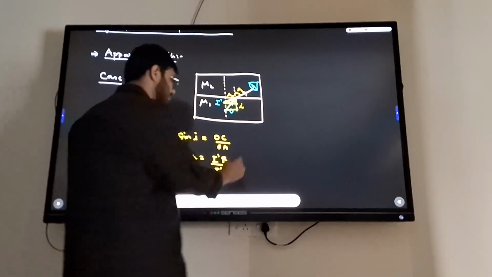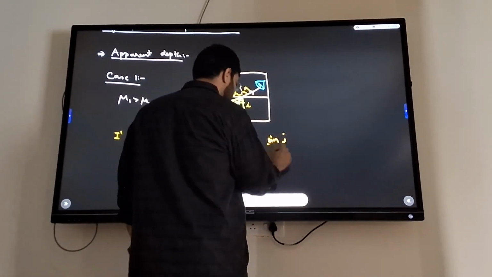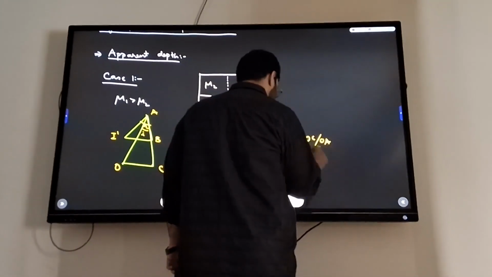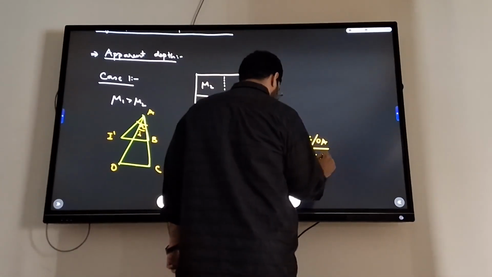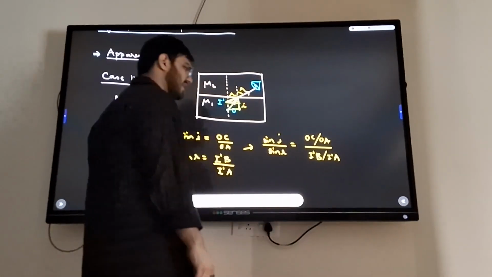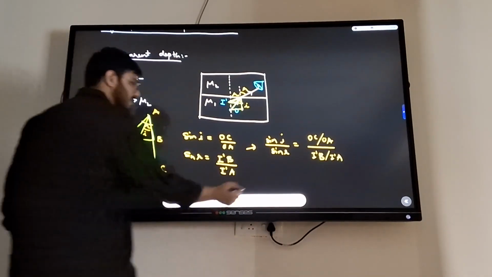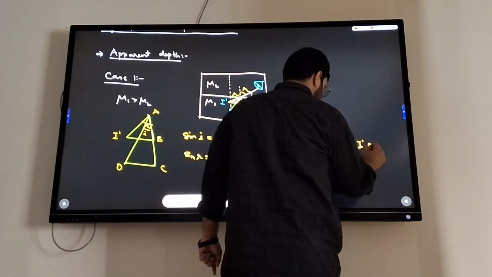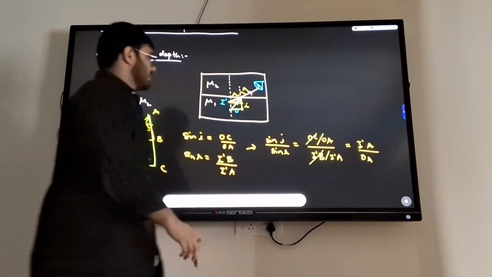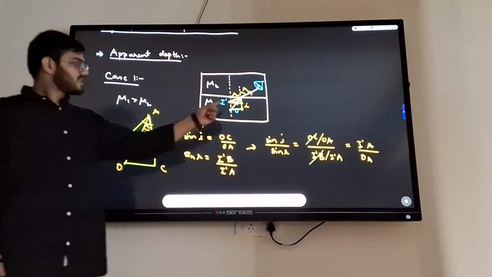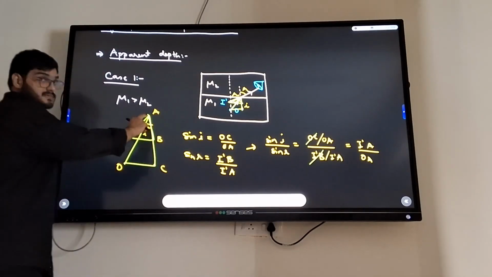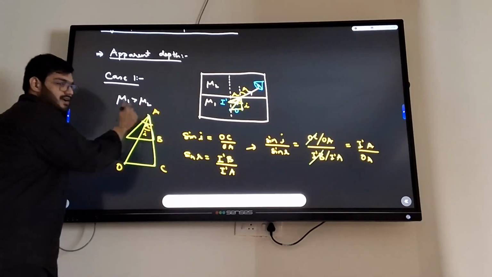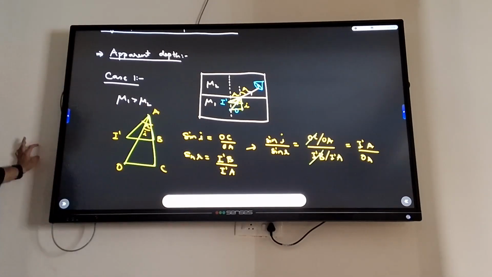So if I take the ratio sin I by sin R, what will I get then? Sin I is OC by OA upon I prime B by I prime A. What can I cancel here? OC and I prime B cancel हो गया. Then what will I get? I think I will get I prime A over OA. What is I prime A? This is this distance, sir. This is where the image is formed. This is the point at which the refraction is happening.